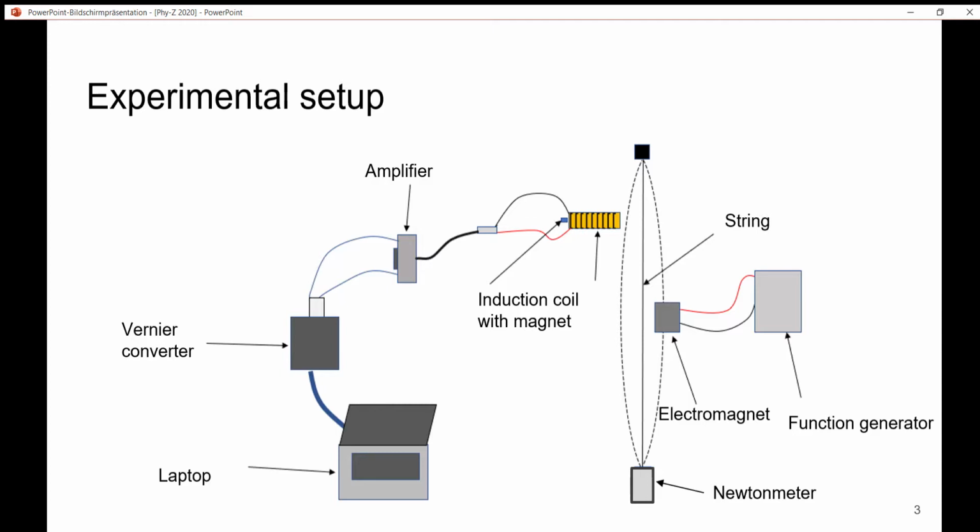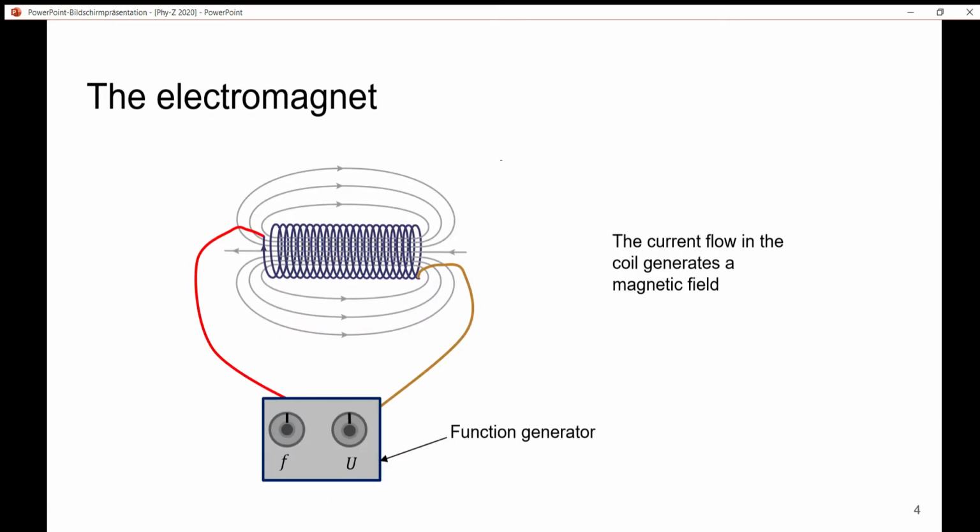Then we have an electromagnet which is placed right next to the string and run by the function generator. As sensor we have an induction coil with a magnet, and the signal gets amplified in the amplifier and then goes to the Vernier converter where it's converted to a digital signal, and then we can investigate it at the laptop.